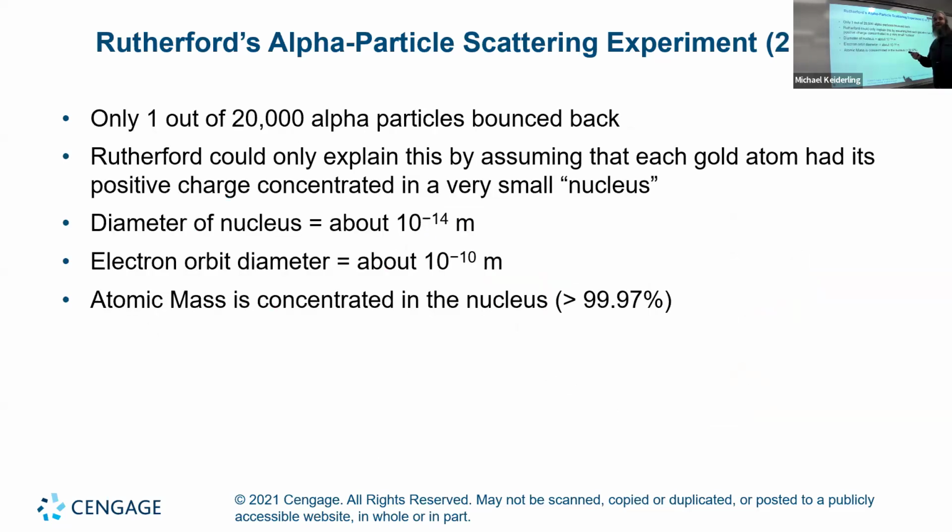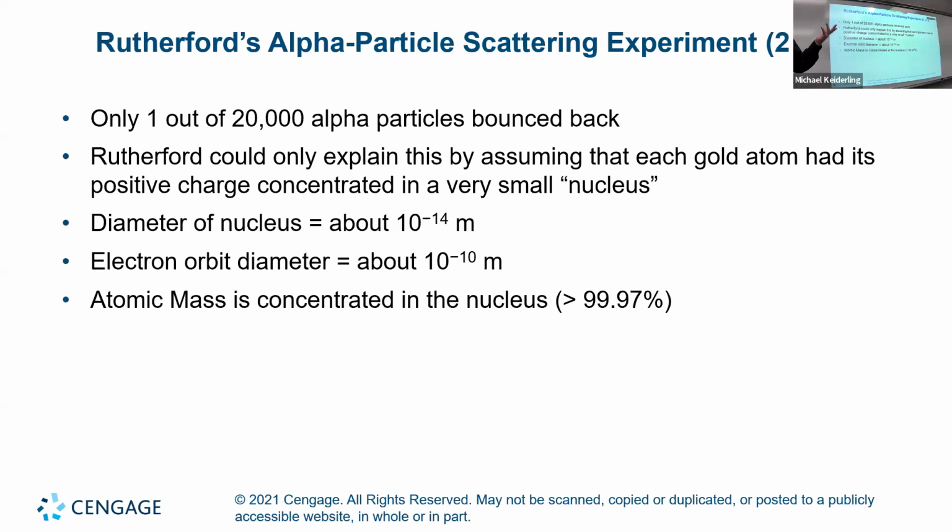Now, 1 of every 20,000 alpha particles bounce back. And Rutherford could only explain this by assuming that each gold atom had its positive charge all concentrated in a very small nucleus. And the nucleus is tiny. It's about a 10,000th the size of an atom. So the diameter of a nucleus is about 10 to the minus 14 meters, while the diameter of the whole atom, the outer electron orbits, is about 10 to the minus 10 meters.